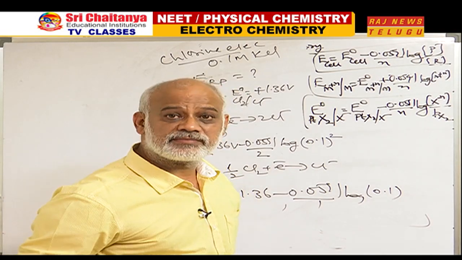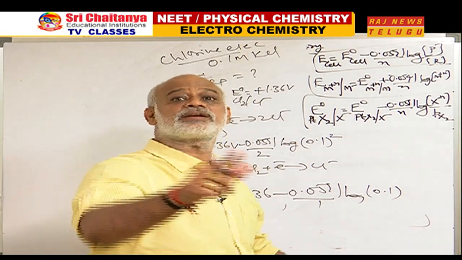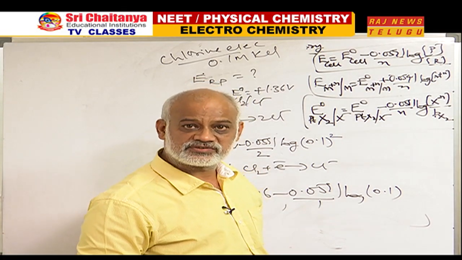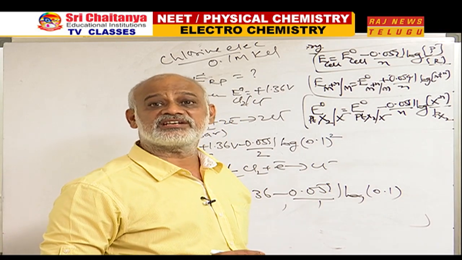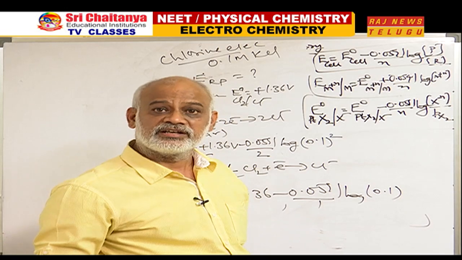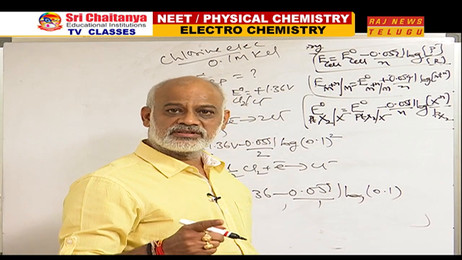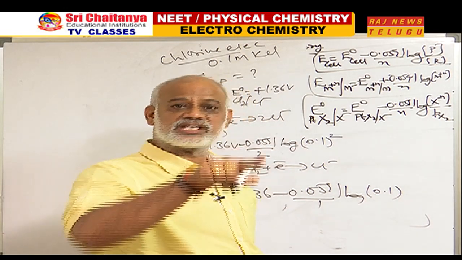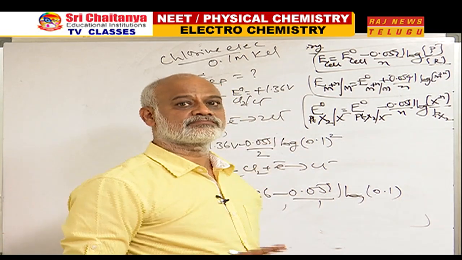Half Cl2 to Cl minus, what is it? It will still be 1.36 volts only, because it is an intensive property. Delta G is equal to nFE. Delta G is extensive, delta G changes, n changes, but E will not change.